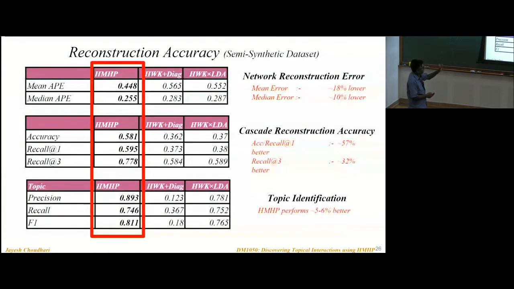In terms of the network reconstruction task, network reconstruction means how well are you predicting the user influence values? How well are you predicting the parent tweet of a particular tweet? This is what we call the cascade reconstruction accuracy. How well are you identifying the underlying topic corresponding to a tweet? This is what we know as the topic identification. And all of these things you can do only in semi-synthetic data, because you need ground truth for this. It's like asking how do you evaluate a supervised algorithm? You cannot evaluate until you have labels.